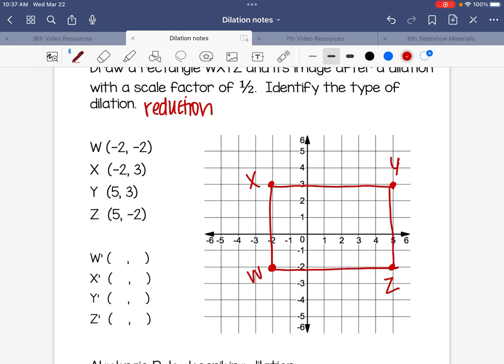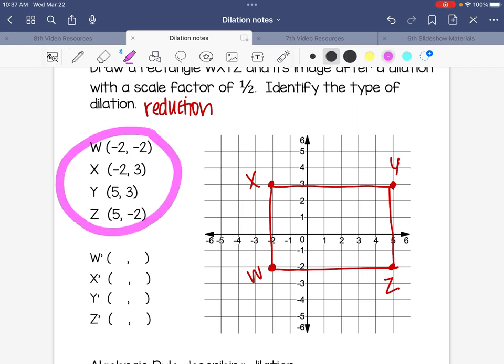Now to find W prime, X prime, Y prime, and Z prime, I'm just going to take all of these original points, and using the scale factor, I'm going to take half of the x and then half of the y value. So half of W, -2, that's a -1. So my new point is at (-1, -1). X prime, so half of -2 is still -1, and half of 3 is 1.5. So (-1, 1.5).